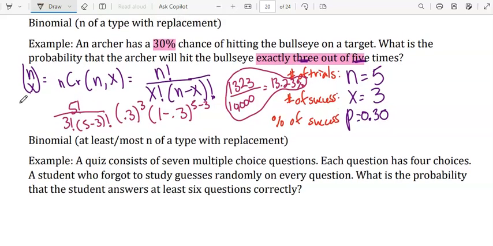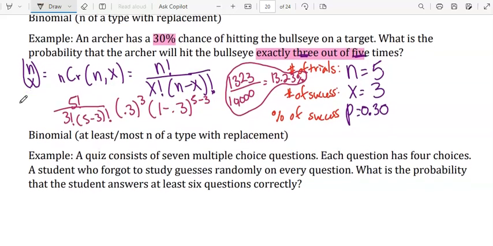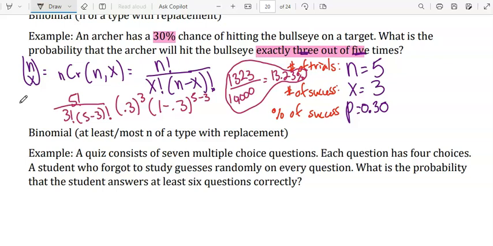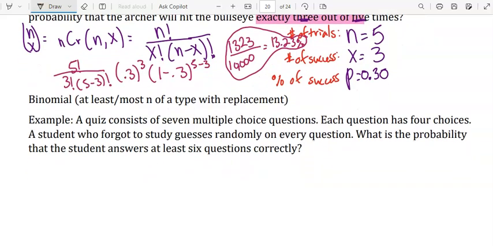So that was binomial for exactly. Now let's look at an example where it's at least. Example. A quiz consists of 7 multiple choice questions. Each question has 4 choices. A student who forgot to study guesses randomly on every question. What is the probability that the student answers at least 6 questions correctly?